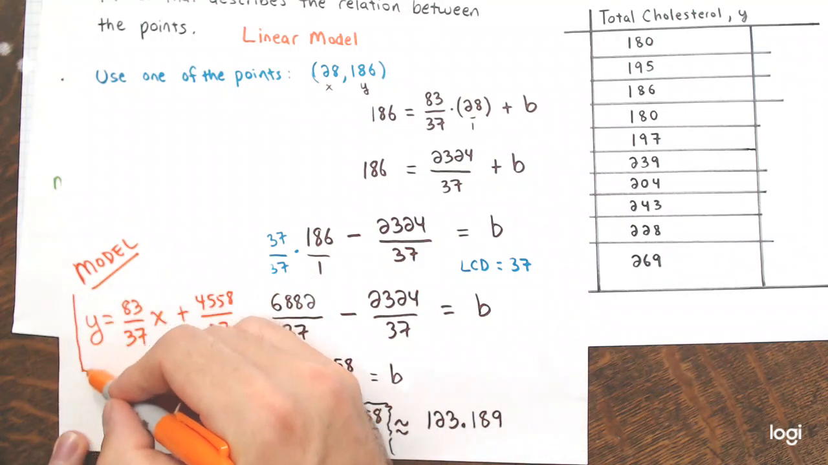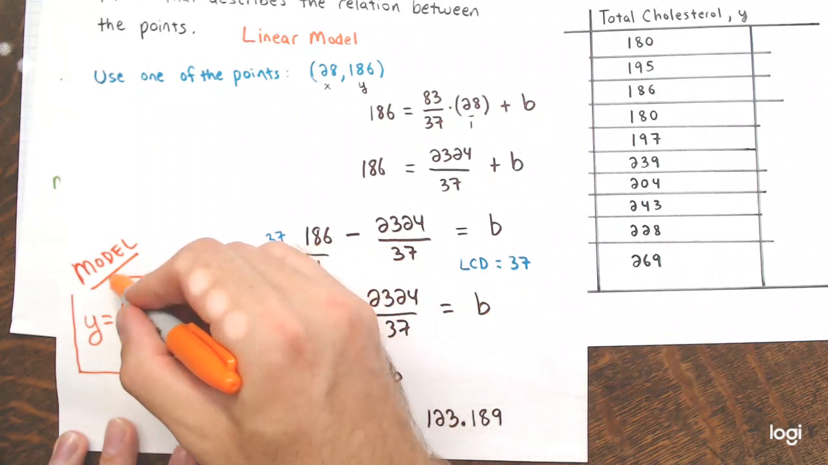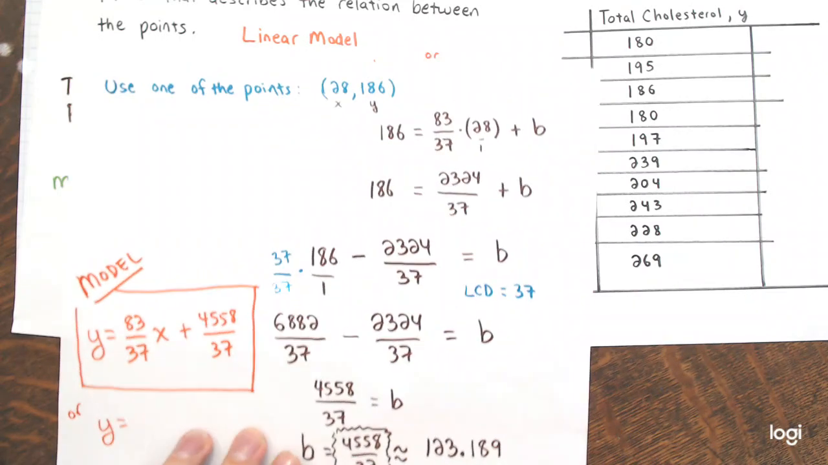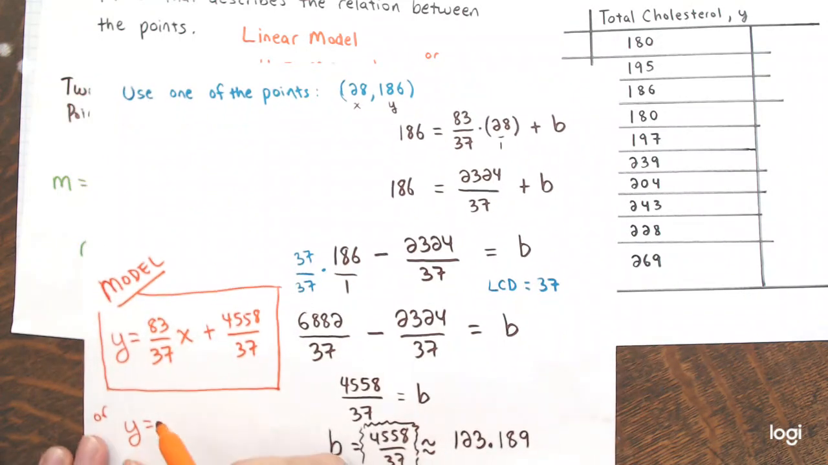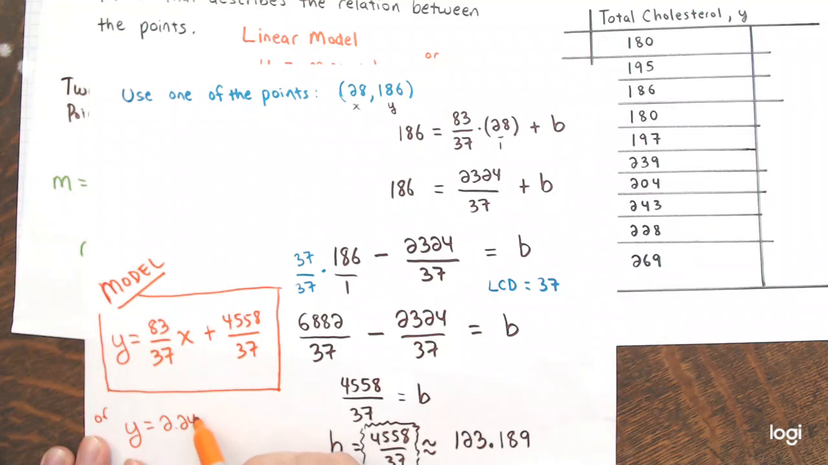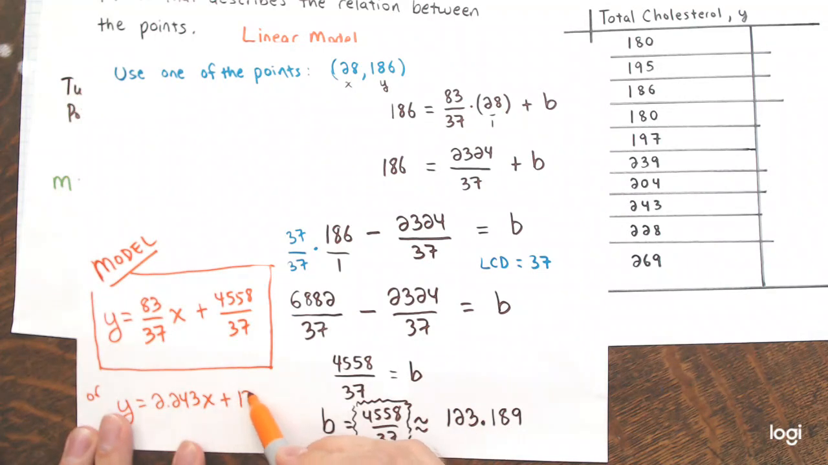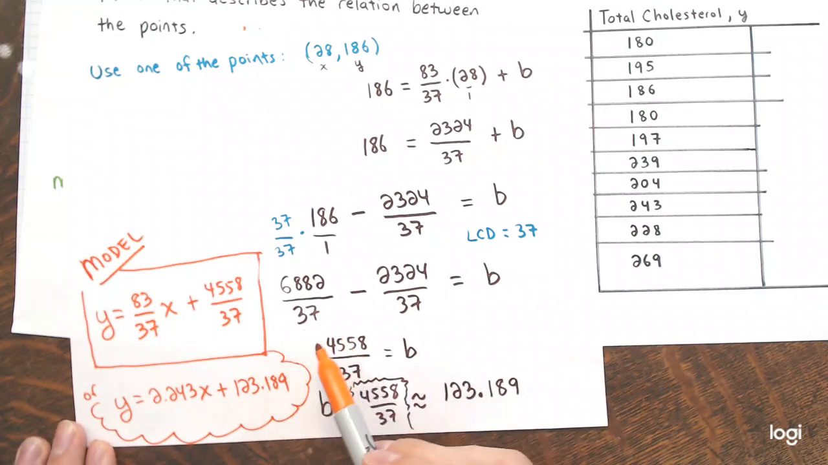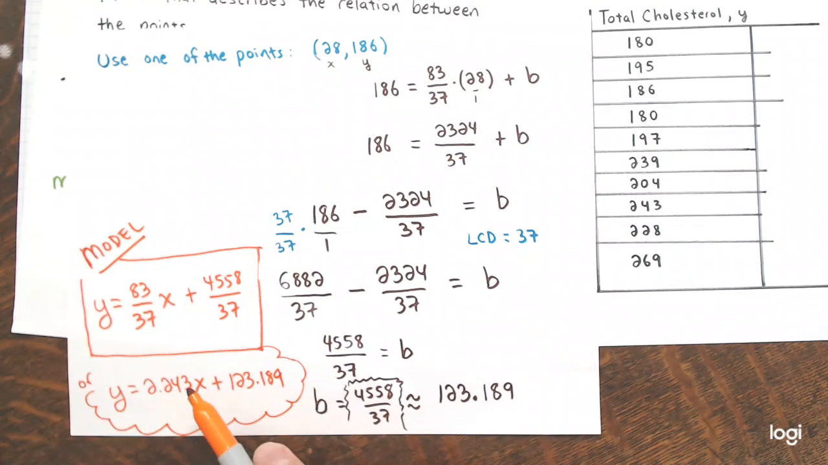And I'm going to use this as my model. Or you could use the approximate y equals, and what was 83/37, so it's about 2.243 times x plus 4,558 over 37, which is about 123.189, right? And this is an approximation. It's really close. They're to the nearest thousandth here.